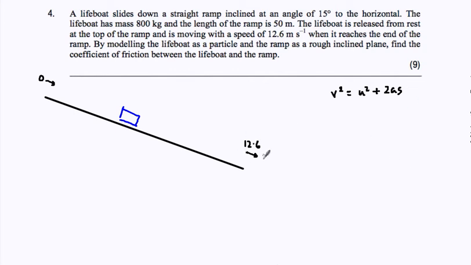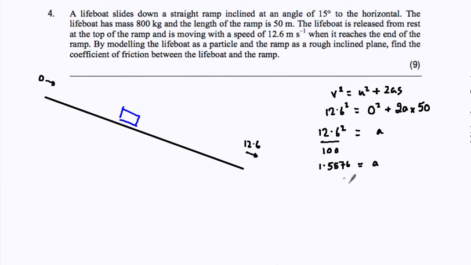I know that v squared, final velocity squared, equals initial velocity squared plus 2 times the acceleration times distance s. If I put that in my calculator, I see that a equals 12.6 squared divided by 2 times 50. I'm going to find that acceleration equals 1.5876 meters per second squared. That should come in useful.